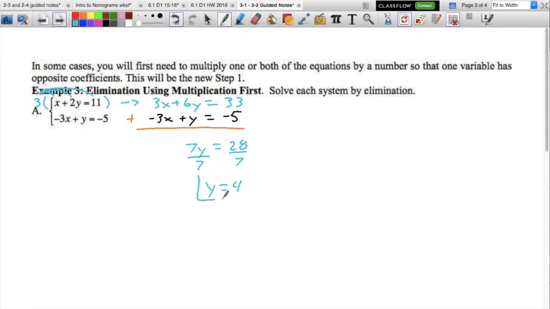Sometimes you can multiply them both. So like on B you gotta multiply both. Wait, let's finish it.